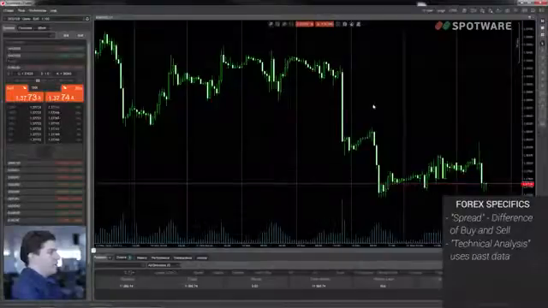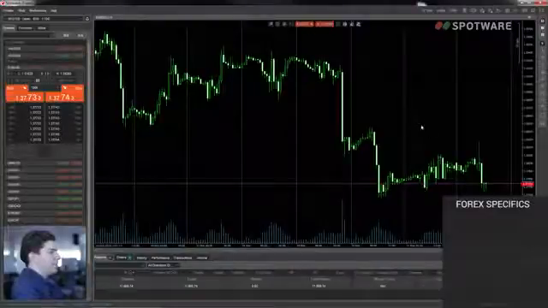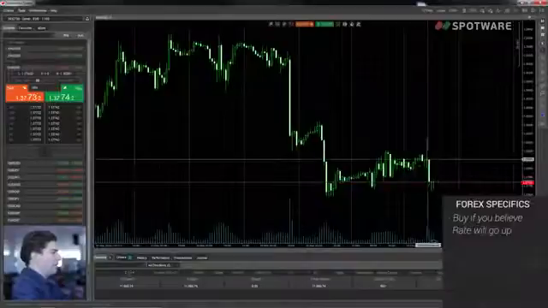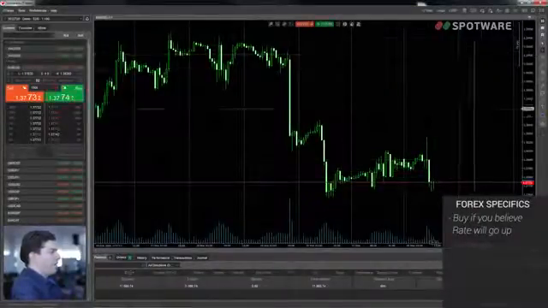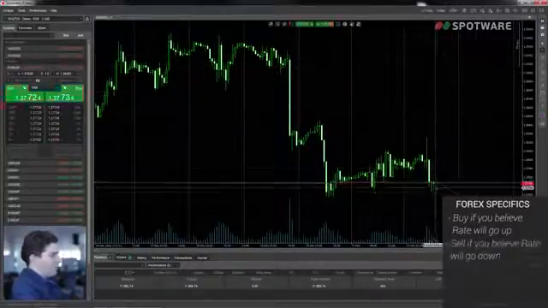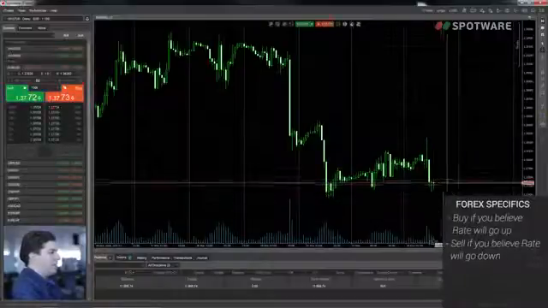The basics of Forex trading are rather simple. You see the exchange rate between two currencies on your chart, and if you believe that the exchange rate is going to go up, like here the chart is going to go up, then you buy the currency pair. If you believe that the exchange rate is going to go down, if you believe that this chart is going to continue going down, then you sell the currency pair.